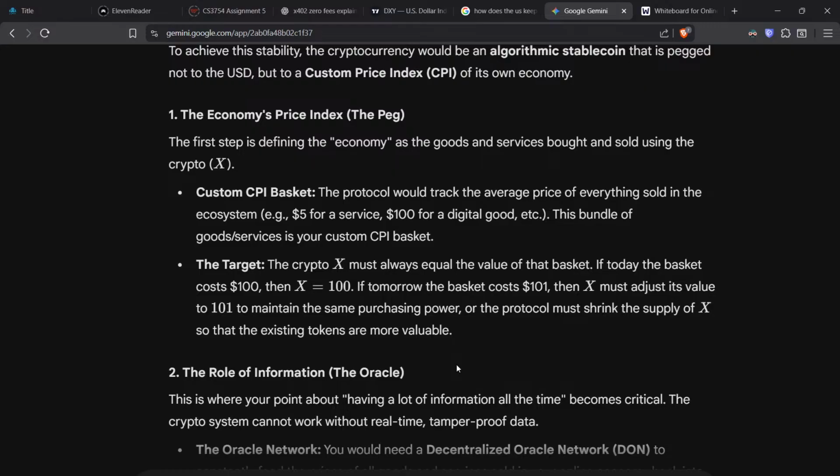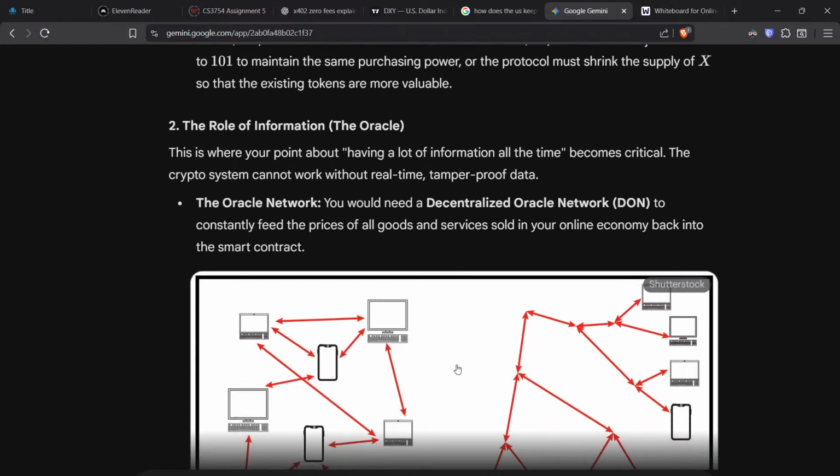If today the basket costs $100, then X equals 100. If tomorrow the basket costs more, then X must adjust its value to maintain the same purchasing power, and the protocol must shrink the supply so that existing tokens are more valuable.